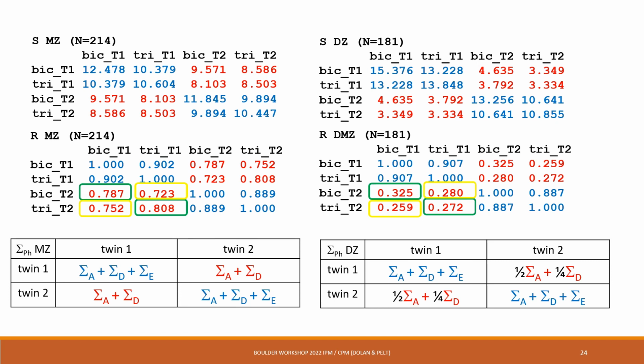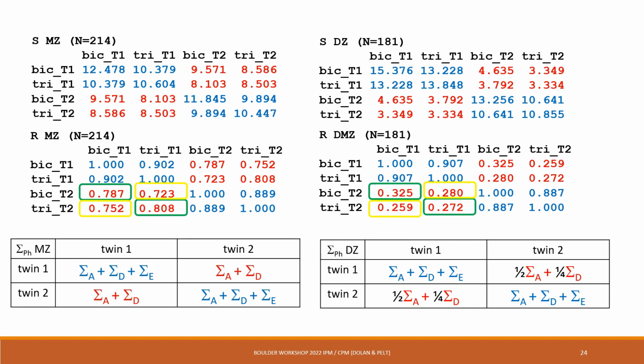And one thing we see immediately, as shown in the green boxes, is that the MZ correlations are about 0.78 and 0.80, and the DZ correlations are about 0.32 and 0.27. So 2 times the DZ correlation is smaller than the MZ correlation, and that suggests that an ADE model might be suitable. So we're going to fit a bivariate ADE model.